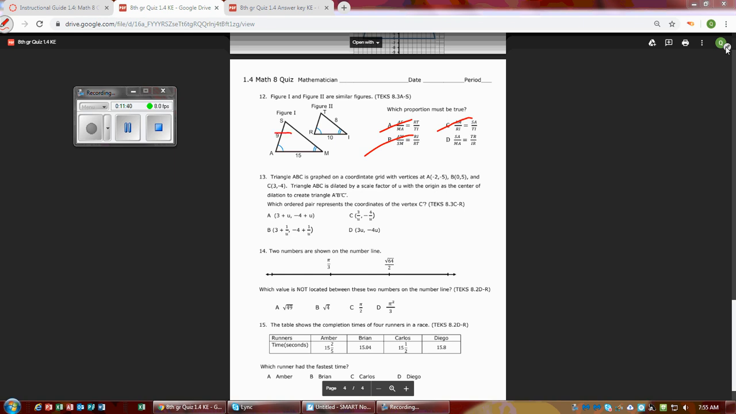SA is equal to TR, so far so true. MA is equal to IR. Yep, those are proportional sides. D is my answer.